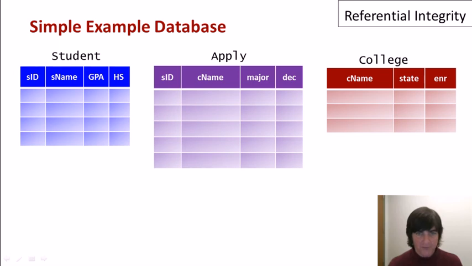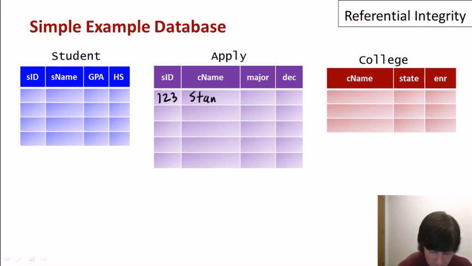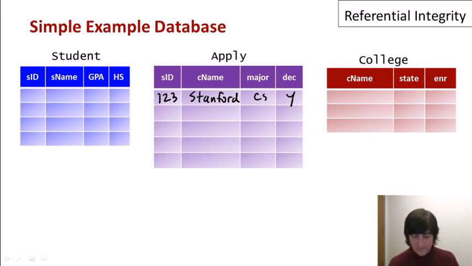We'll see a number of examples. So let's look at our simple example database with the students, colleges, and students applying to colleges that we've been using for all of our demos. Let's suppose, for example, that we had a student 123 who had applied to Stanford for some major, let's say CS, with a decision of yes.